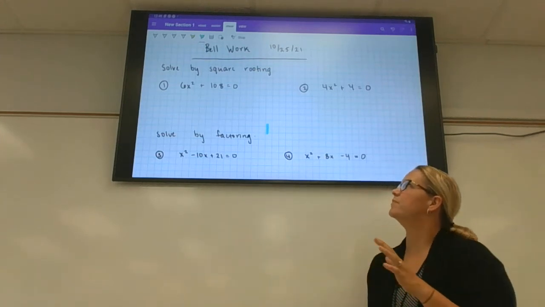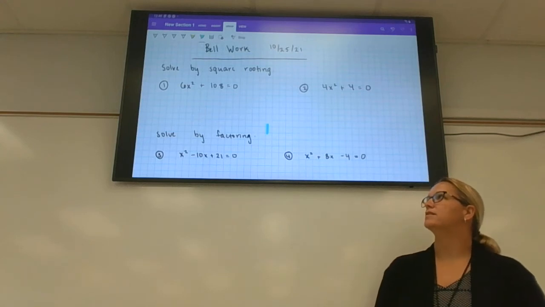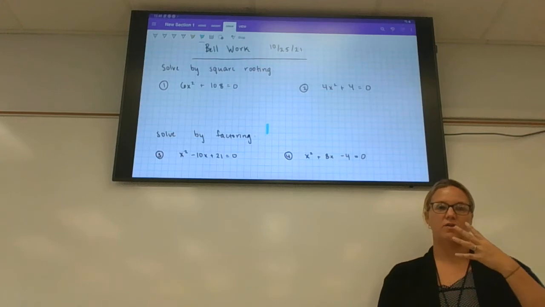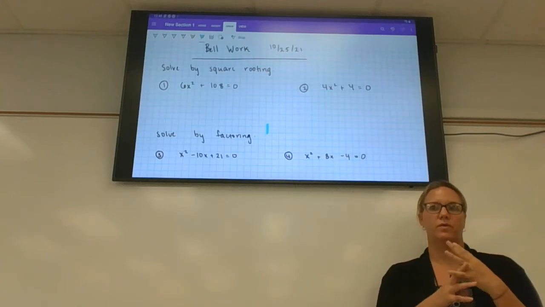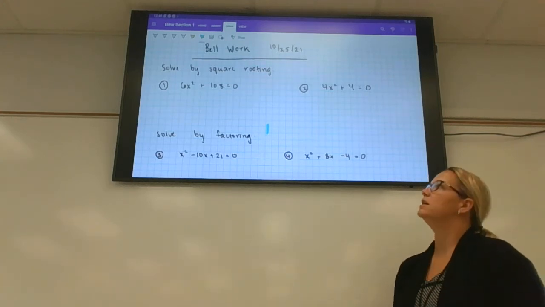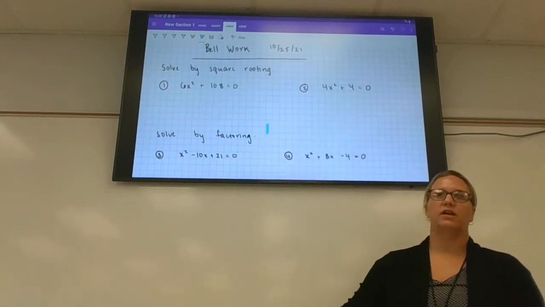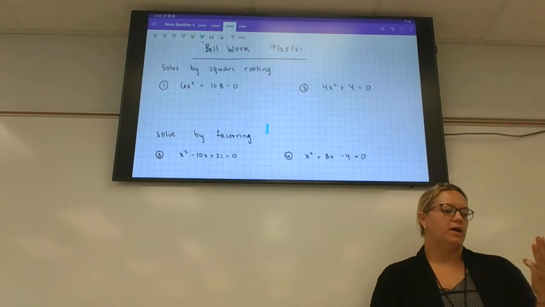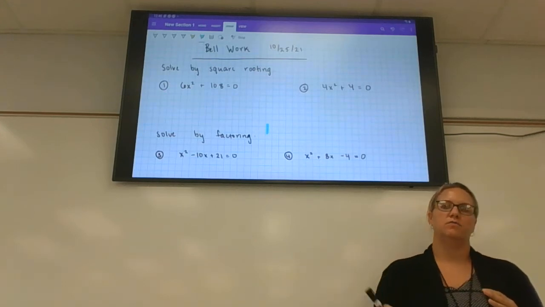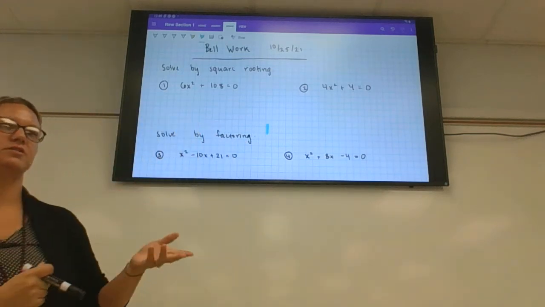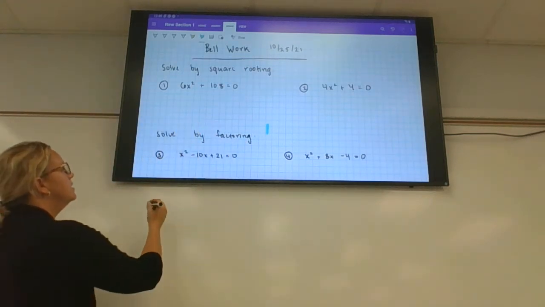But there's more than one way to solve a quadratic equation. There's four that you have to learn in Algebra 2. And you already know square rooting, and you already know factoring. And we're going to do a third way. We're going to begin it today and really learn it tomorrow. Completing the square. It's the third way we'll learn.